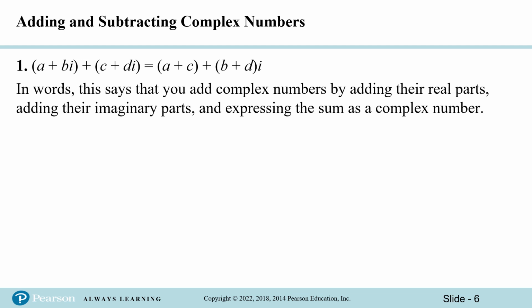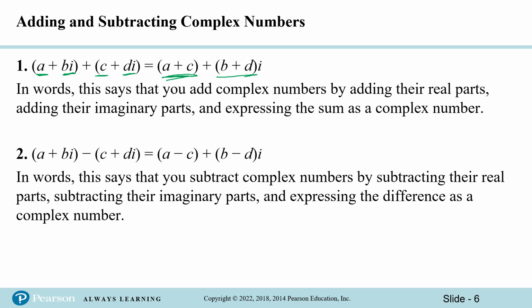So let's suppose we have two complex numbers. In order to add them together, we would take the real part of one and the real part of the other and add those together. And we take the imaginary part and the imaginary part and add those together. Very straightforward. To subtract, you distribute the negative.